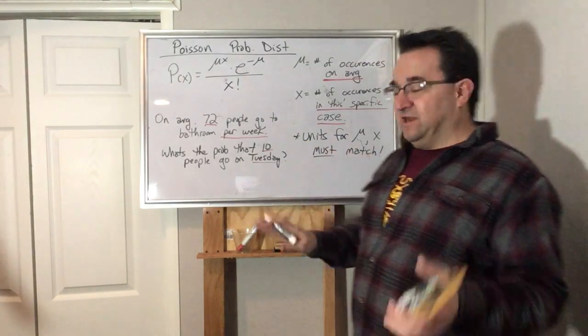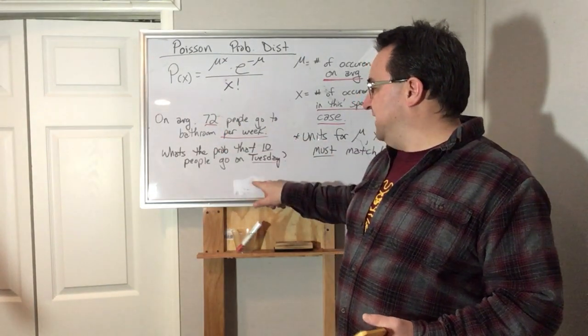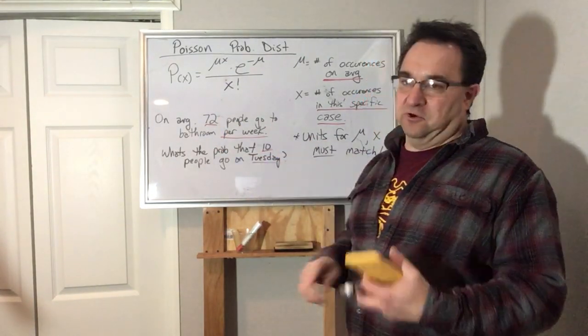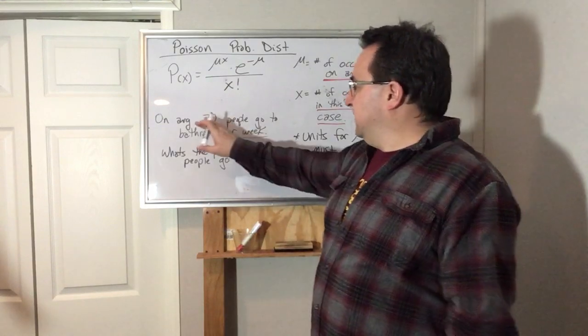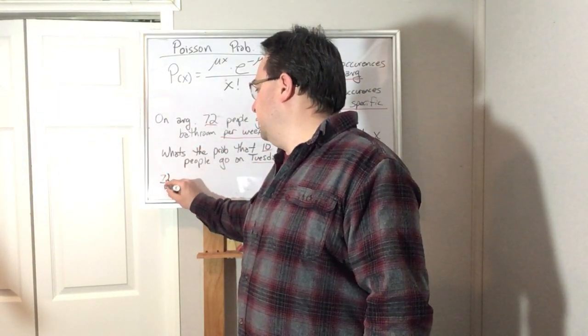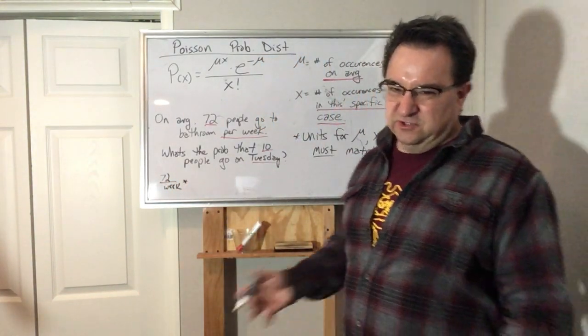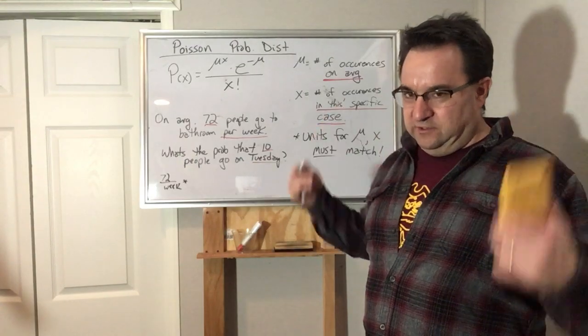So what I've got to do is tweak this. I either have to figure out how many is this per day, or how many would this be per week. So I'm going to say, okay, if 72 people go per week, I'm going to do this as a conversion, but you could just figure it out intuitively.